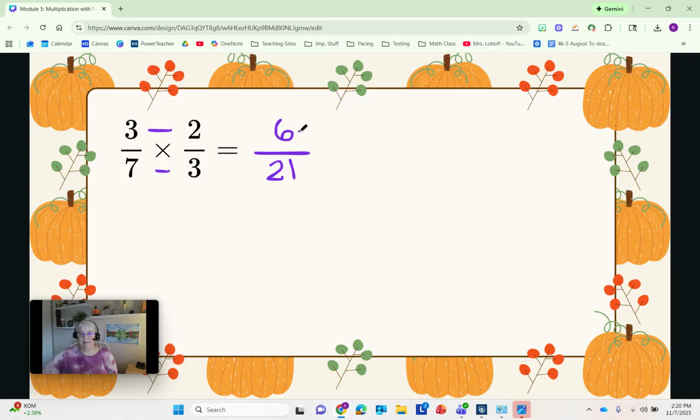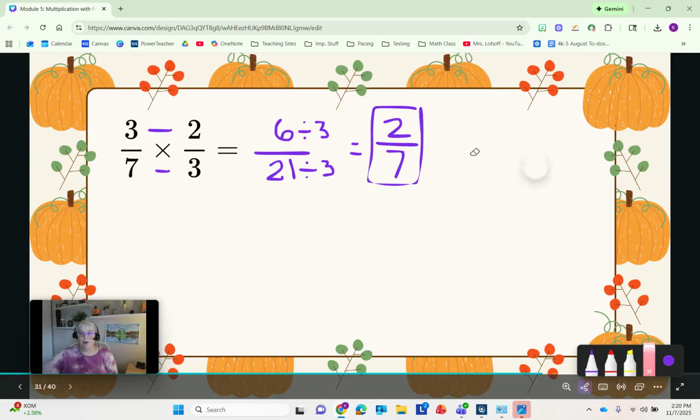And I can. I can divide both by 3. 6 can be divided by 3, and 21 can be divided by 3. 6 divided by 3 is 2. 21 divided by 3 is 7. This is my final answer, 2/7.